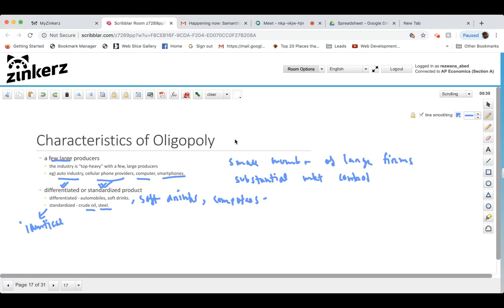Okay, so we call that concentration. We'll talk about that a little bit later, but that is the key takeaway from here. Okay.